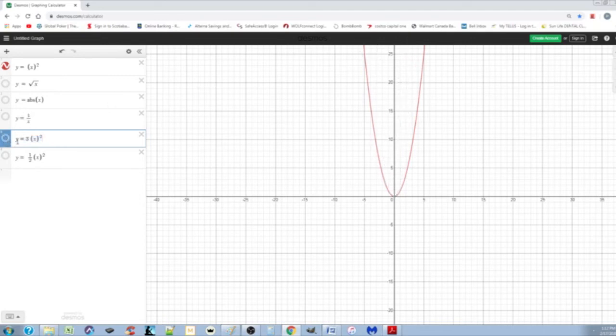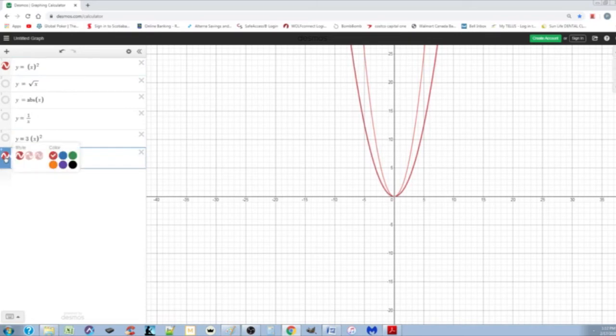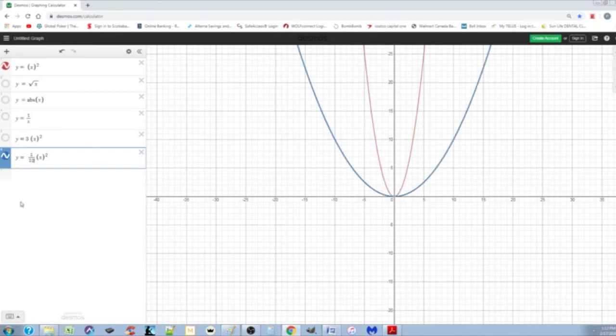Now what happened when I put a value smaller than 1 in it? Well, it got fatter. I'm going to change the color here so that I have a different color. There we go. I'm going to make it blue. There we go. It got fatter. Now let's put a really small number in. Let's put 1 over 10 in there. Look how much fatter it got.